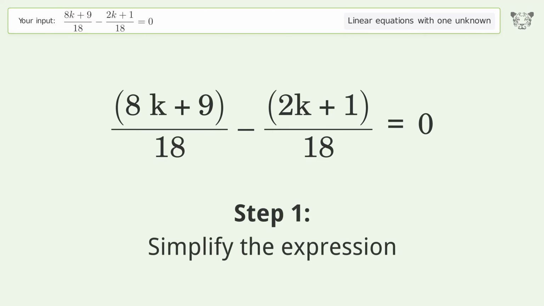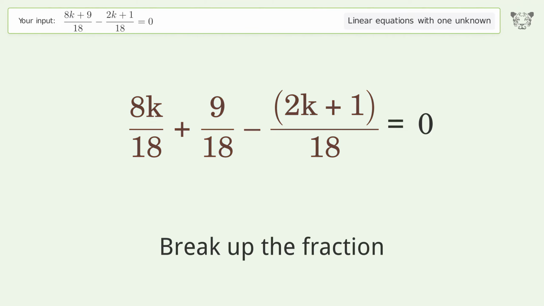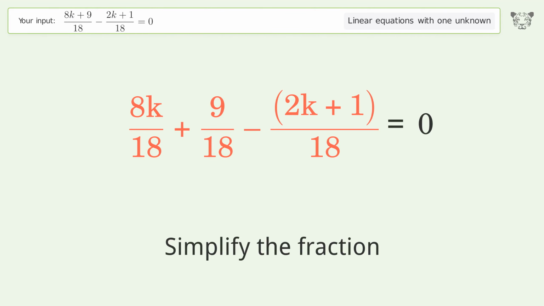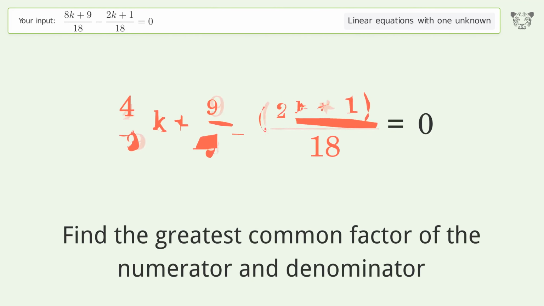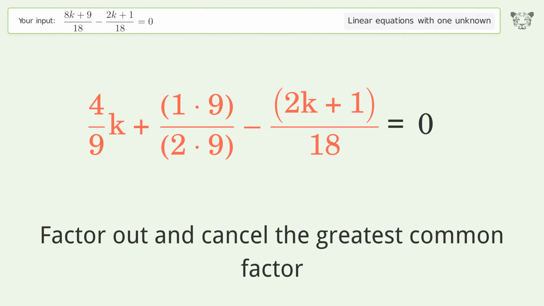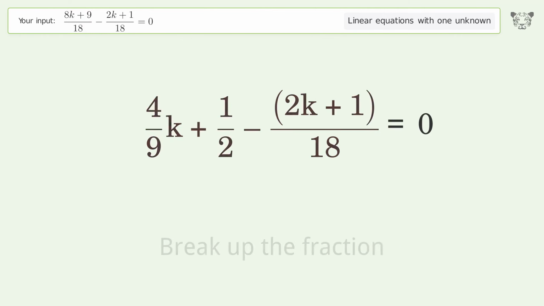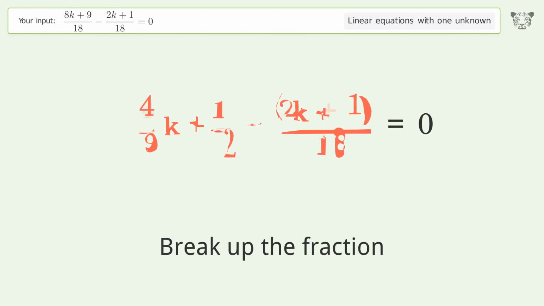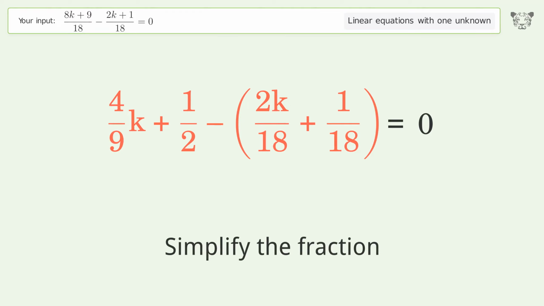Simplify the expression. Break up the fraction. Simplify the fraction. Find the greatest common factor of the numerator and denominator. Factor out and cancel the greatest common factor. Break up the fraction. Simplify the fraction.